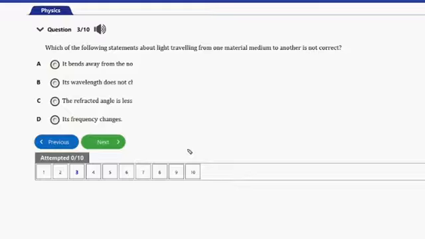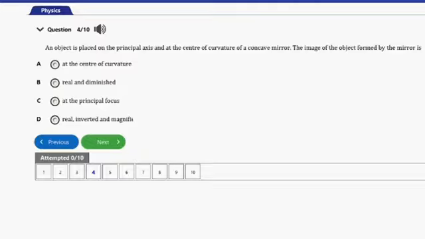So guys, the odd option here is option D, which says its frequency changes. The frequency does not change as light travels from one medium to another. So the frequency does not change, and option D is the answer to this question. So let's go ahead and consider the next question, guys. So that's question number 4 here.